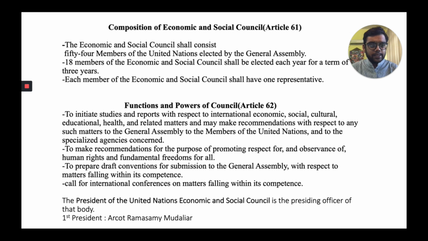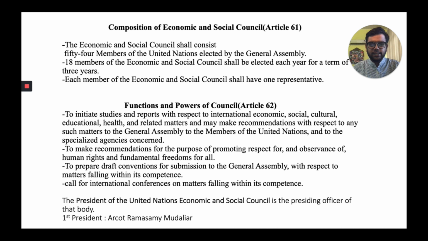Now, basically, there are 6 principal organs of the United Nations. Firstly, the Security Council, secondly, the General Assembly, thirdly, the Secretariat, and fourthly, the Economic and Social Council. All these 4 organs we have discussed. The 5th organ, that is the International Court of Justice, is discussed in detail in another video, the link of which I'll be giving in the description. The 6th organ is basically the Trusteeship Council, which stopped its operation in the year 1994 and is now only active on paper today.